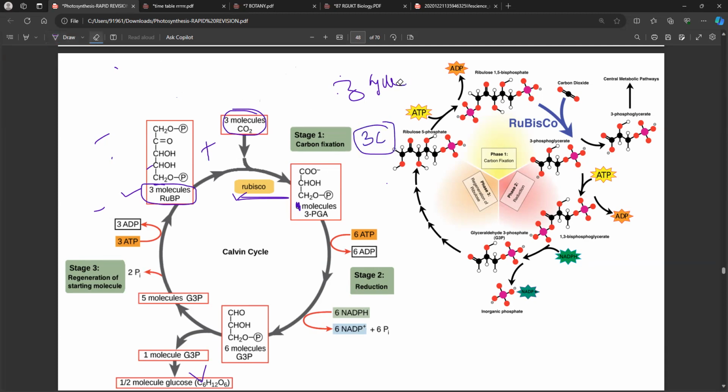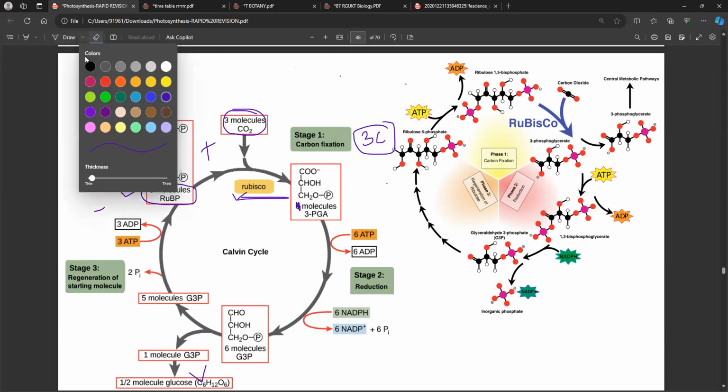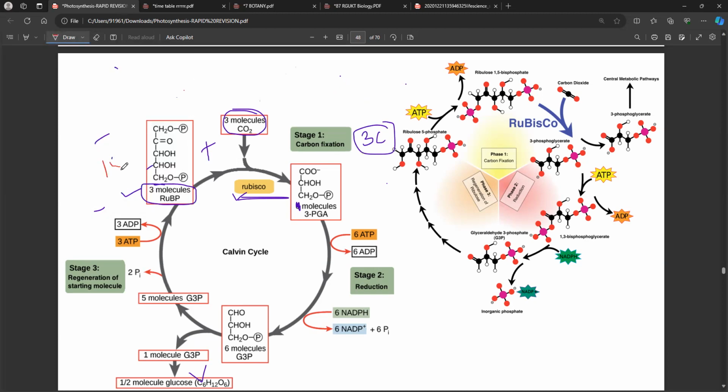It should not break down more than the 3 carbon. Now, how many carbons do we have? We have 15 carbons here. We have 3 carbons here. Total, we have 18 carbons. But we have to break down into only 3-carbon-containing compounds. So by 3, how many do we get? We get a total of 6 molecules of 3-PGA. This is called the first step.